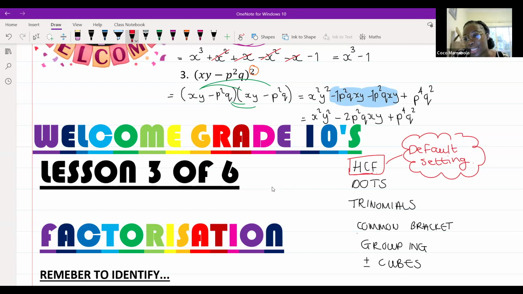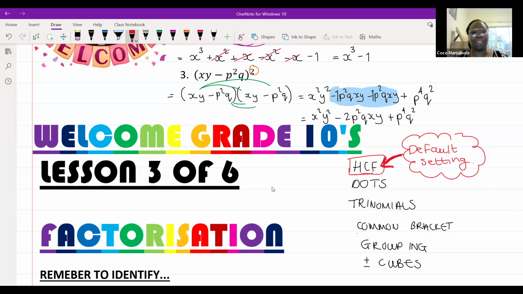What is the default setting when we factorize? I'll give you a hint there. I'm drawing an arrow. Tell me in the chat. What is our default setting when factorizing? Thank you, Morangi, 100%. It is HCF. I want to hear it from everyone. Grade 10s, what is our default setting when factorizing? Beautiful, Tanduleti, that's it. We must always look for the HCF first.